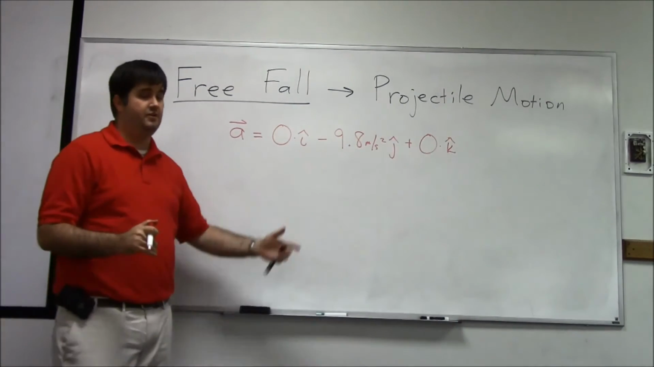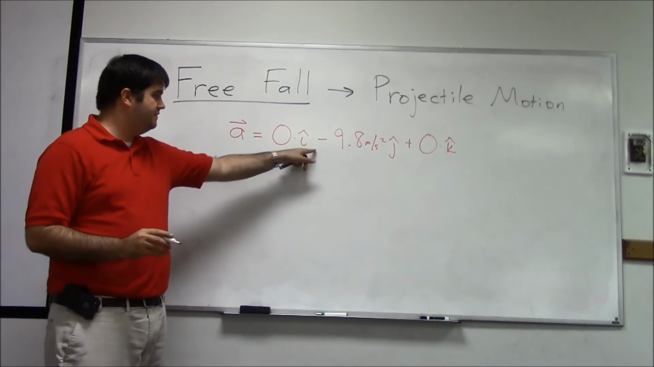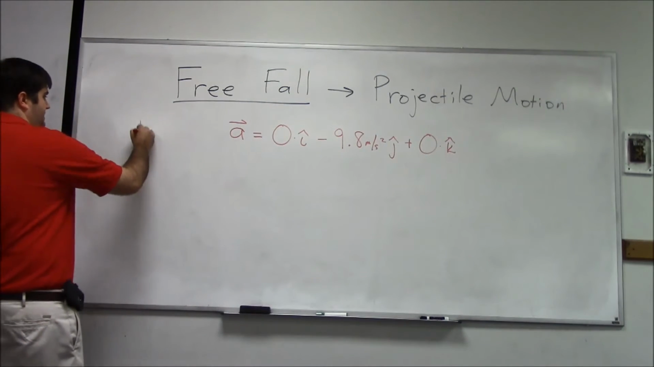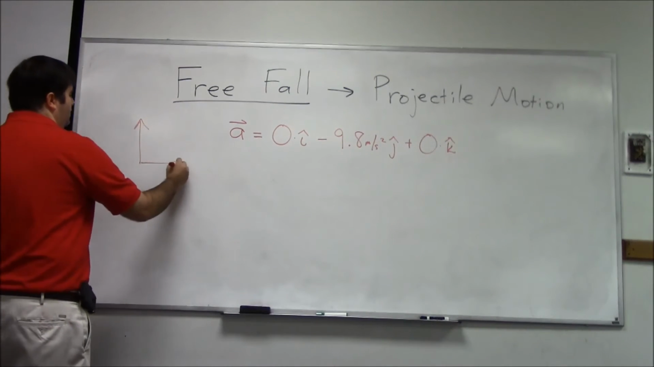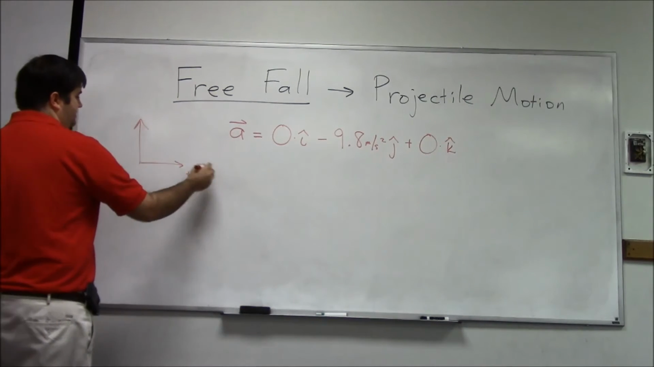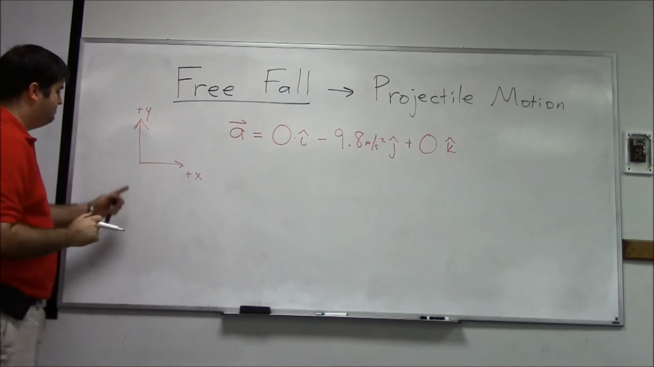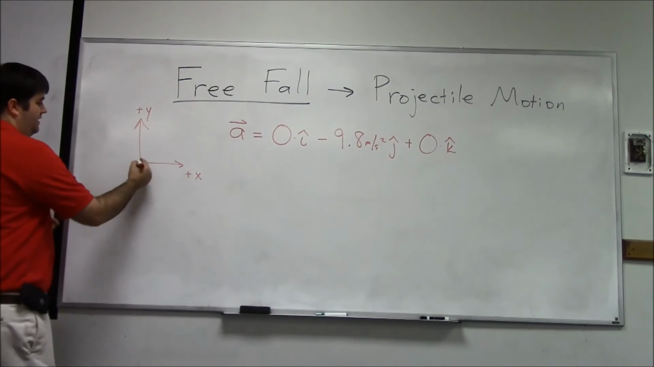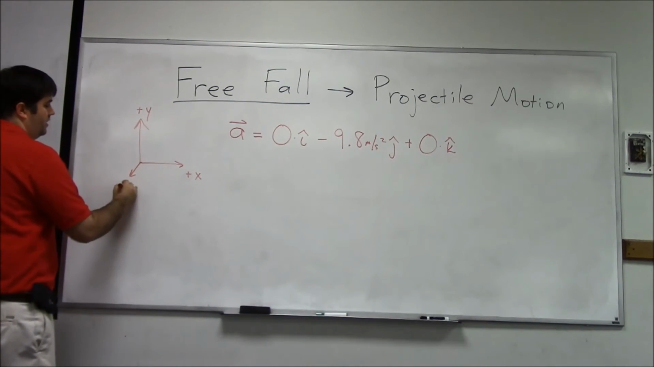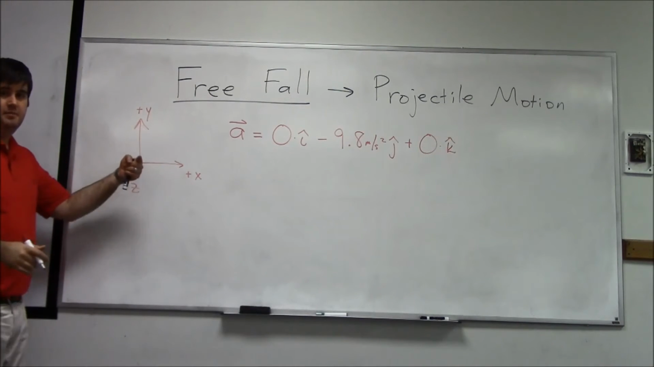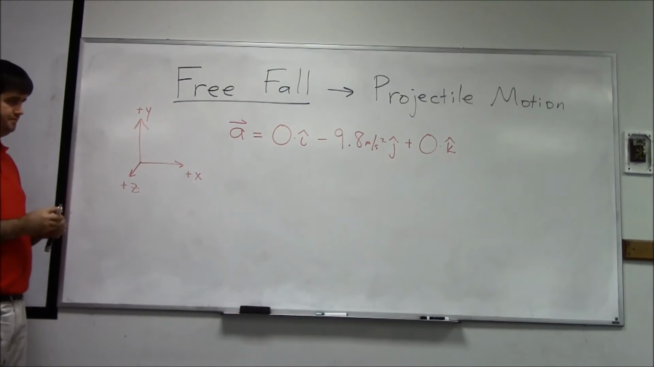So this is kind of how you'd expect. Now keep in mind this negative sign is assuming the standard way we approach this, where x is positive to the right, y is positive up, and then z would be positive, in this case, coming out of the board towards you.